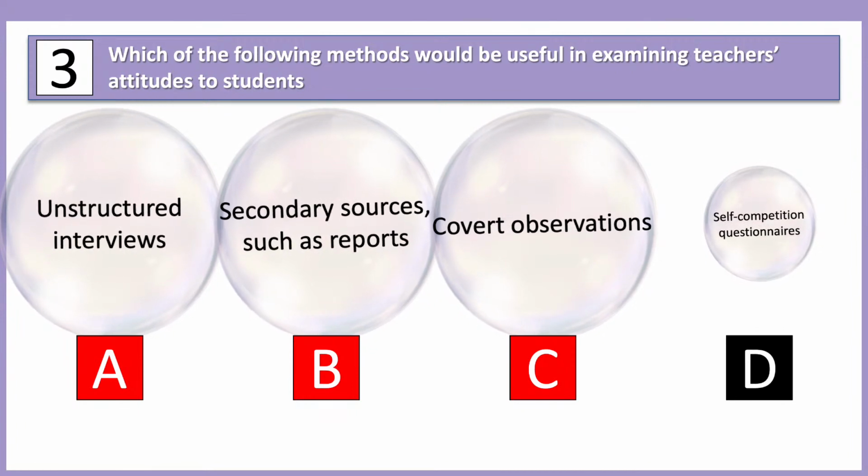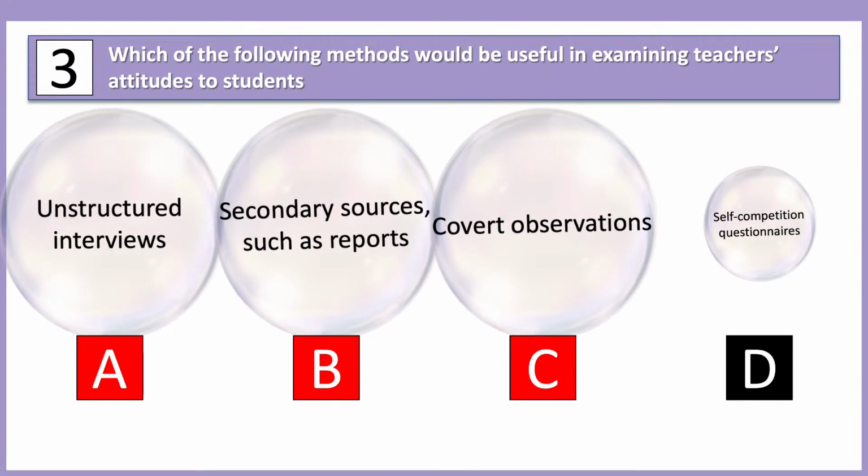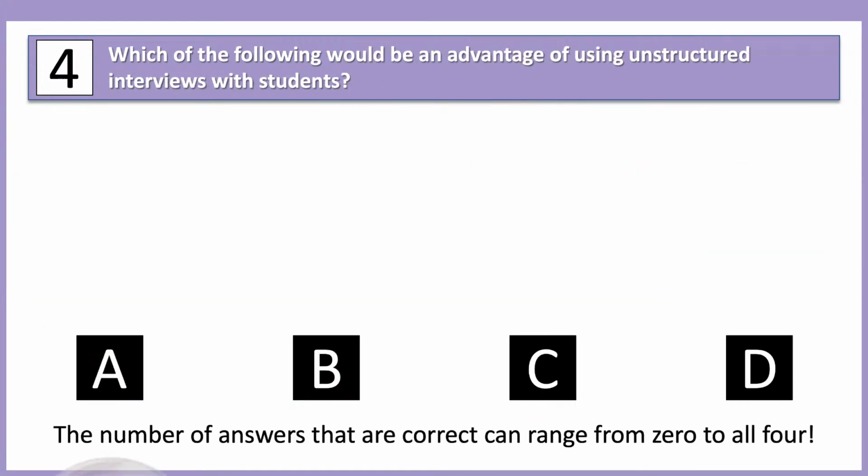Secondary sources, we may be able to analyze those and see if there's any forms of bias against specific types of students. And covert observations, of course, that's where the teacher isn't aware that they are being observed by somebody, they may act more naturally. Self-completion questionnaires are probably less likely to be used in expressing teachers' attitudes because they are more likely to give socially desirable answers.